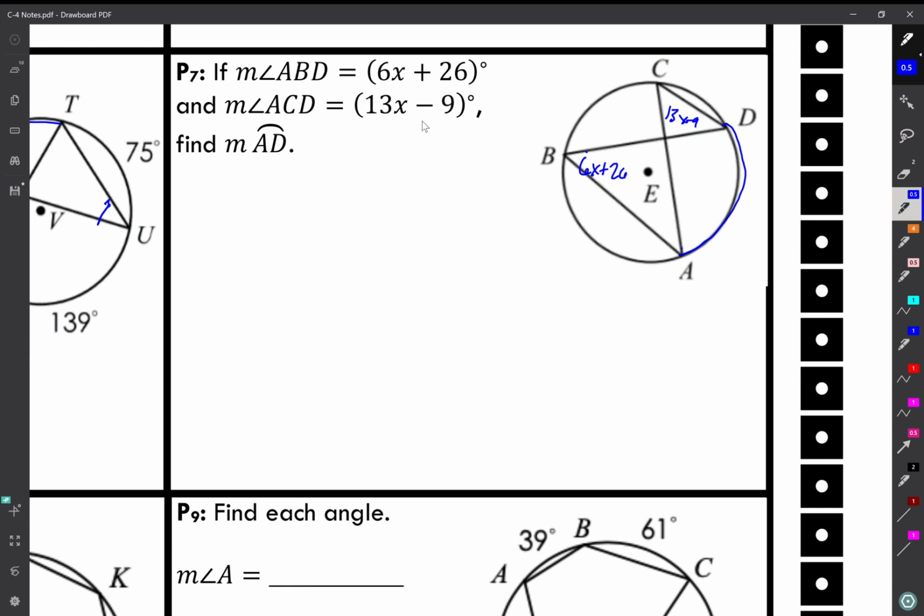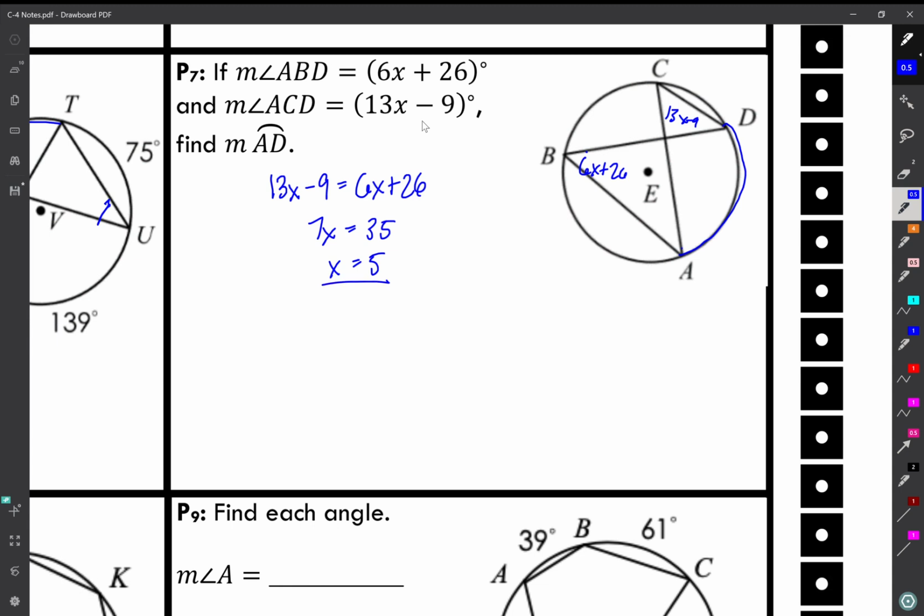So we'll do 13x minus 9 equals 6x plus 26. So subtract 6x from both sides, 7x, and then add 9 to both sides. You get 7x is equal to 35. So x is equal to 5.